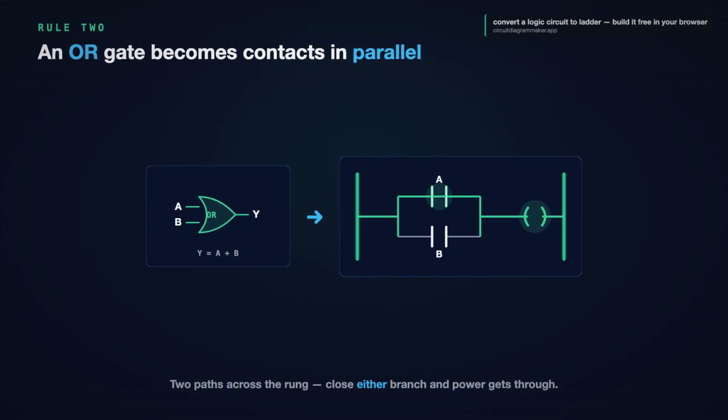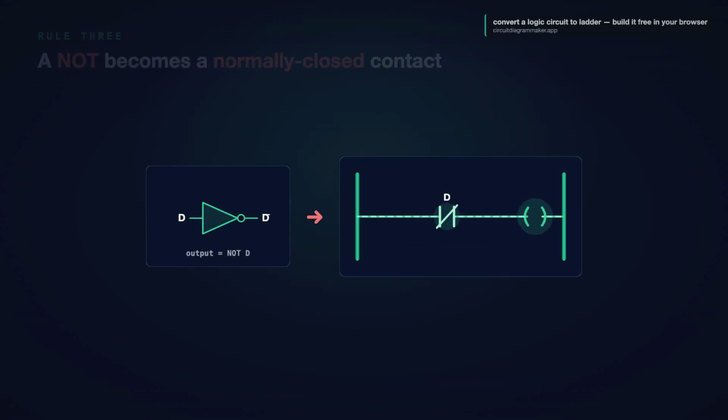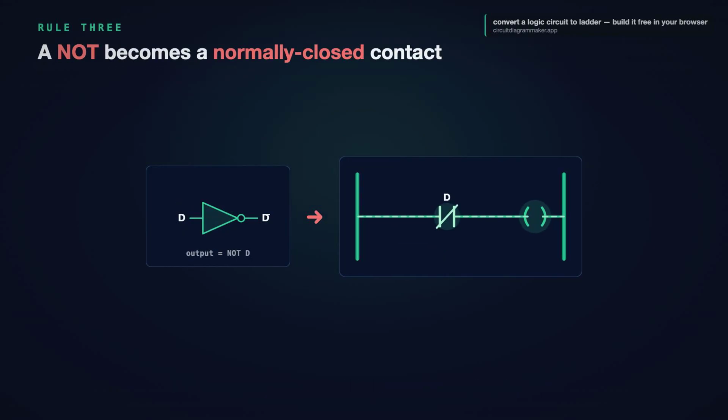Close contact A, the top branch carries power. Close contact B, the bottom branch carries it instead. Close both, it still works. The only way to stop the coil is for both branches to be open at once. 2 paths, either one completes the circuit. Parallel is OR. Rule 2 done.